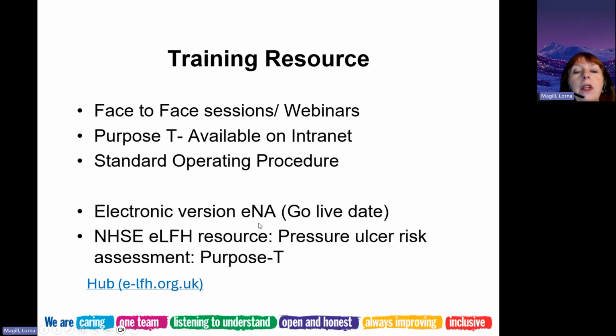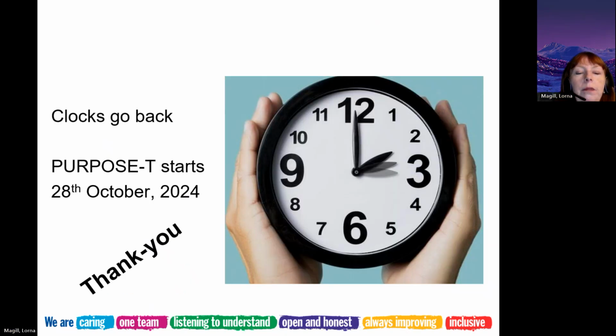The electronic version of the ENA is anticipated to be ready to go live towards the end of November, and those dates will be published and shared nearer the time when that is confirmed. And this is just a reminder of the e-learning for health, where you can work through some case scenarios and actually complete the Purpose T risk assessment tool to increase familiarity with the sections involved.